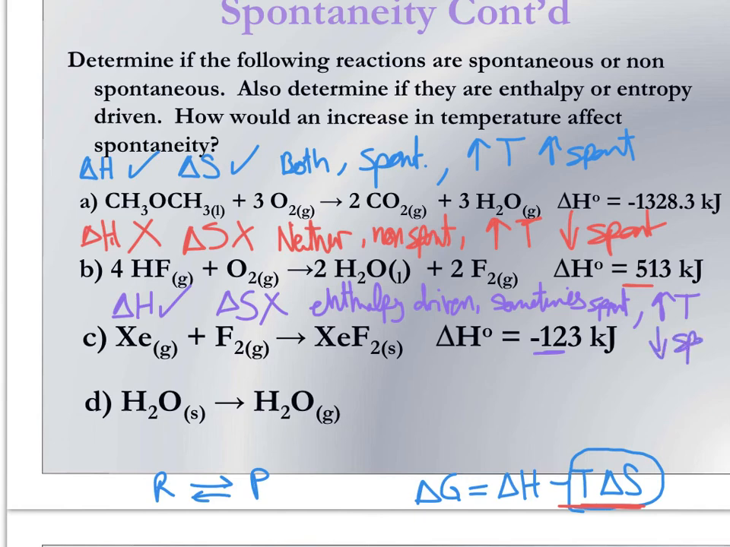Decrease the spontaneity. So when will this reaction happen? It's going to happen at low temperatures. Why? Because if I lower the temperature, then I lower this term and delta H wins because it's driven by enthalpy. So looking back at your previous slide, that's what we meant when we wrote it's spontaneous at low temperatures if it is enthalpy driven. Let's look at the last one.